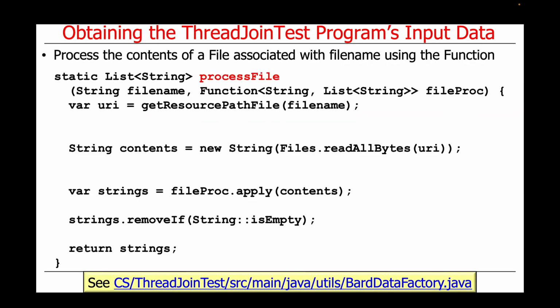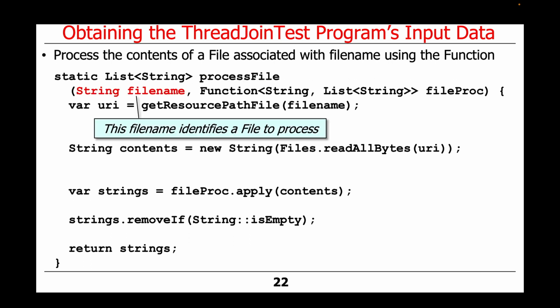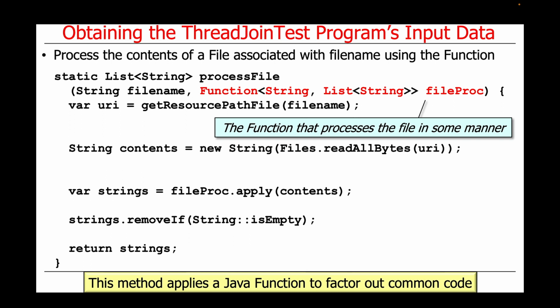We'll now take a look at the implementations of the various methods in the BardDataFactory utility class. We'll start by walking through the implementation of the processFile method. This method factors out common code by using a function parameter to process the contents of a file associated with a file name. The file name identifies the file to process, and the function identifies how to process that file in some manner. As you can see, this method applies the Java Function functional interface to factor out common code used by the getInput and getPhraseList methods.